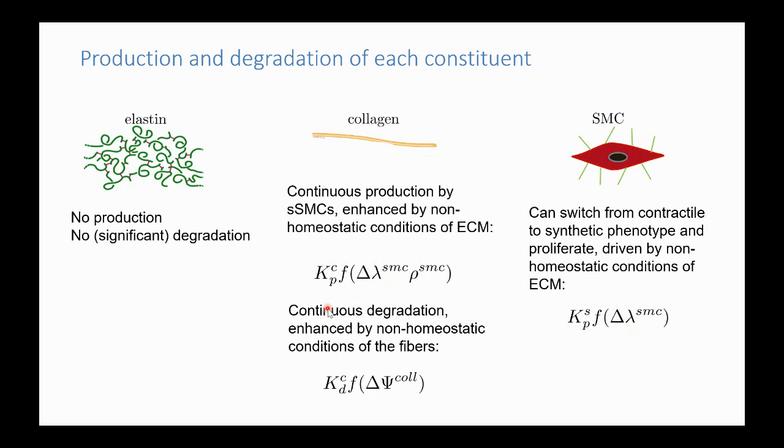And on the other hand, collagen is there, but it's also continuously degrading, which again can be enhanced by non-homeostatic conditions. In this case, it's an energy-based criterion: if the collagen fibers feel too much strain energy, the degradation process will be expedited. So these are extra equations that we plug into this constrained mixture model that I already showed you.